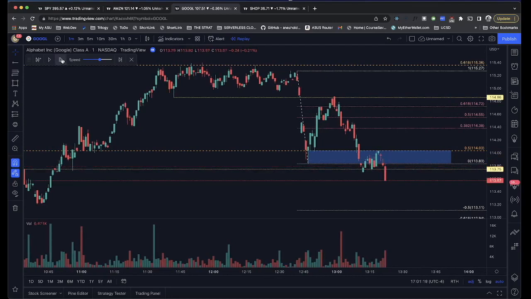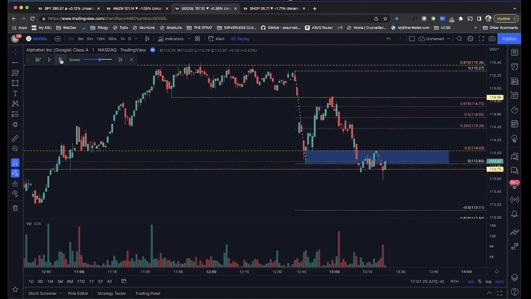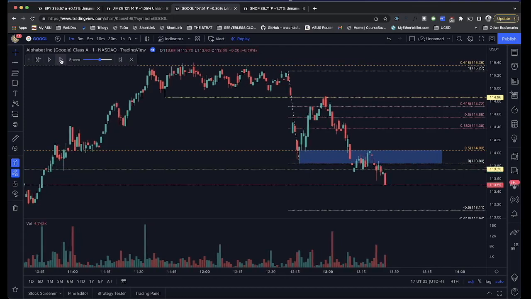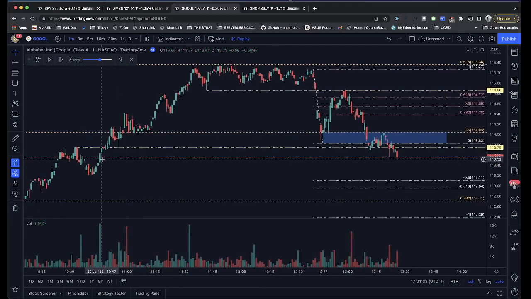So we can see, okay, there, that low broke again with rising volume. So price did actually push back up and start to hold that level. And then right there is when I exited my last contract at 113.50.